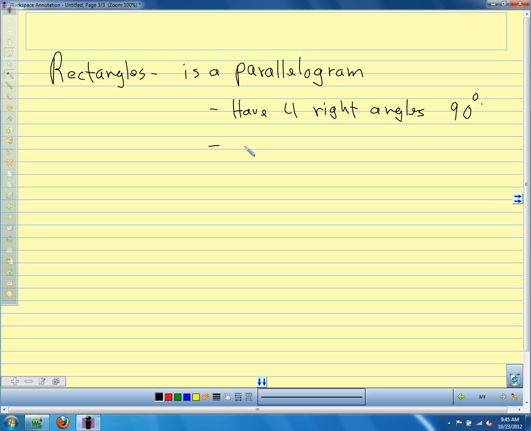And the other thing that's special about rectangles is the diagonals are congruent. So a rectangle has everything we listed inside the parallelogram, plus it has four right angles, and the diagonals are congruent. So questions on rectangles?